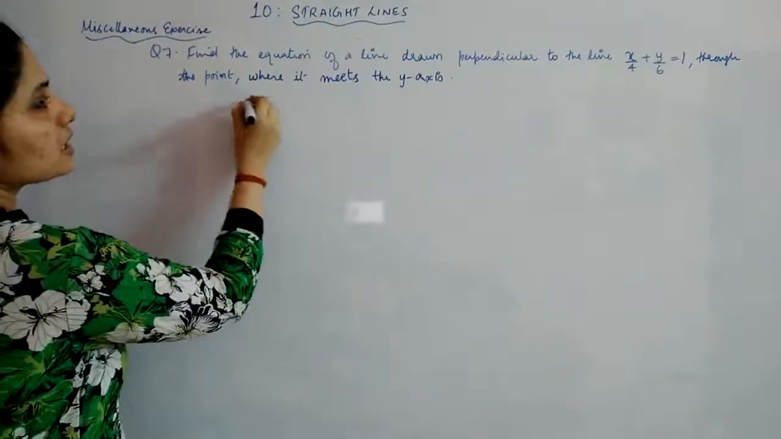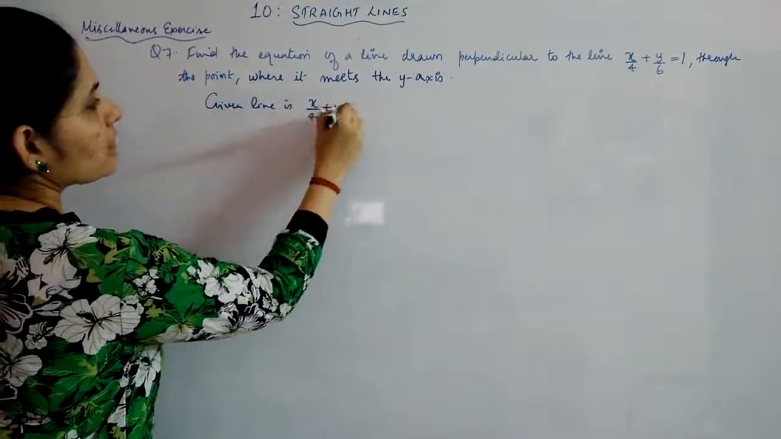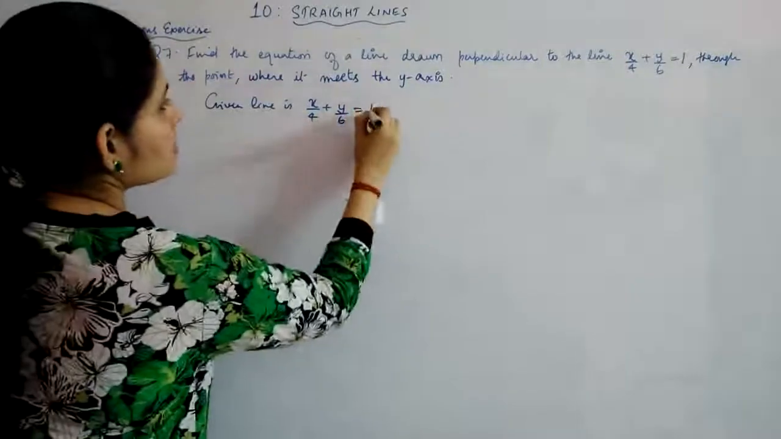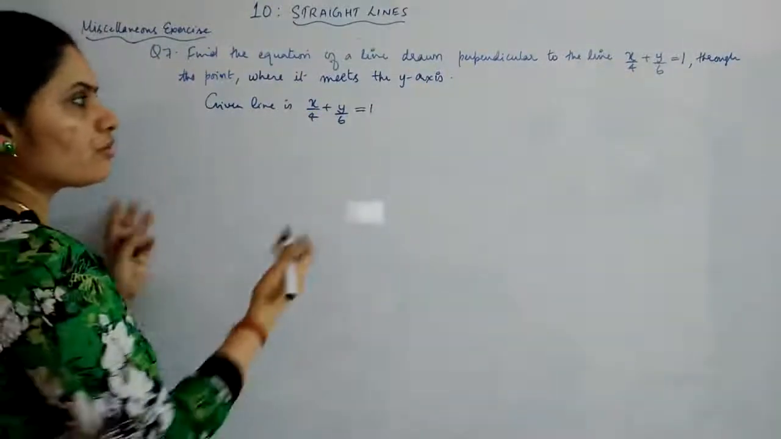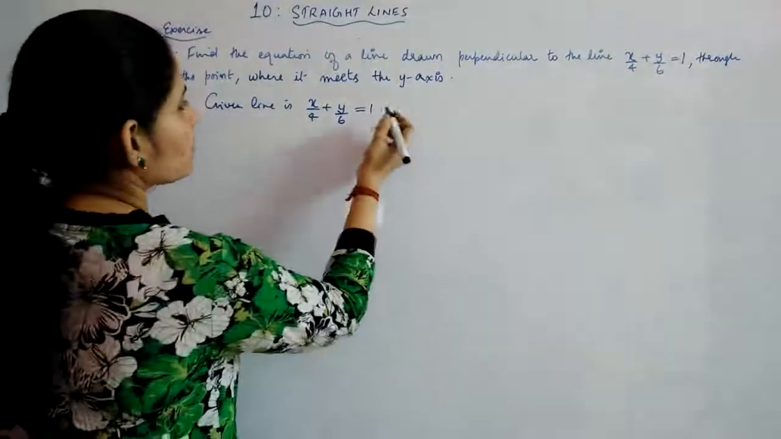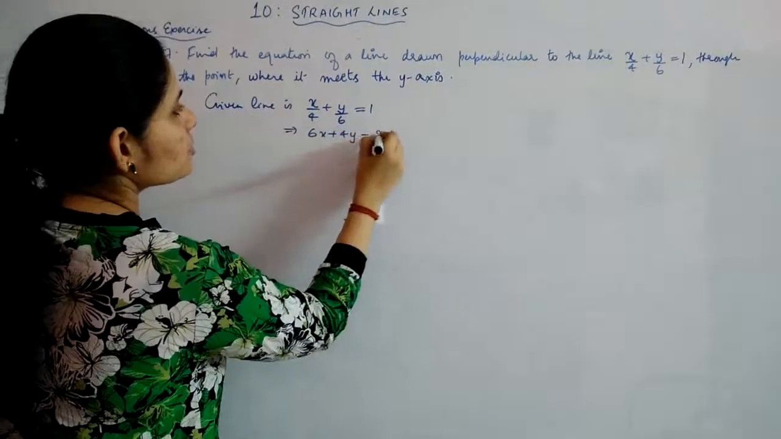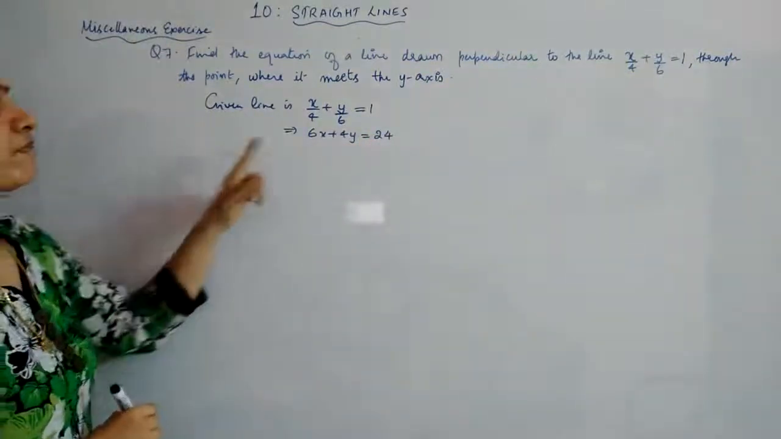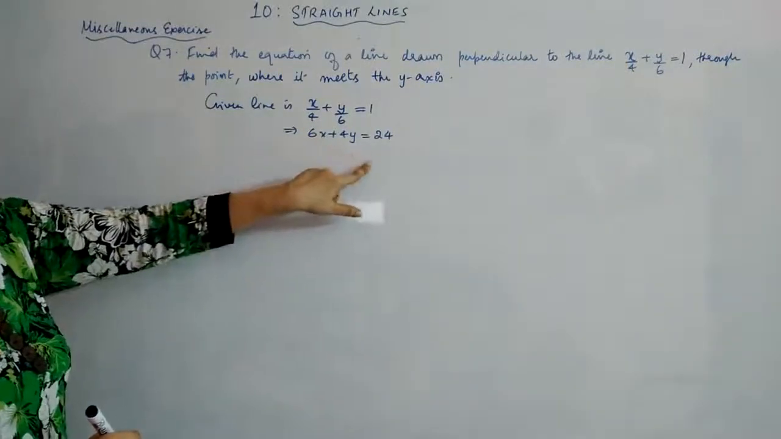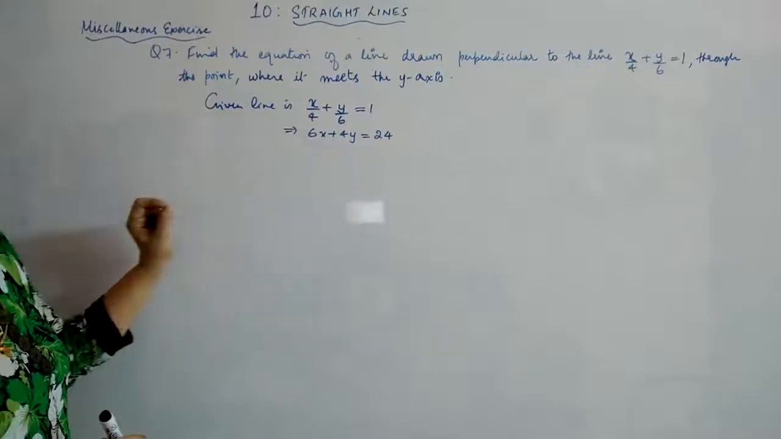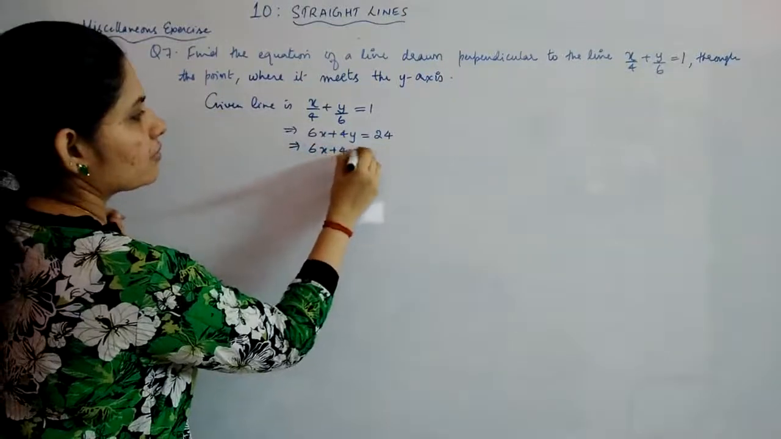So first we will take the given equation of the line, x by 4 plus y by 6 equal to 1, and standardize it, that is, make it in the form ax plus by plus c equal to 0, or you can make it y equal to mx plus c in order to get the slope. So this will give you 6x plus 4y is equal to 24. Now there are two methods to find the slope. One is you can make it y equal to mx plus c and the coefficient of x will give you the slope, or else you can take the standard form, that is 6x plus 4y minus 24 equal to 0.